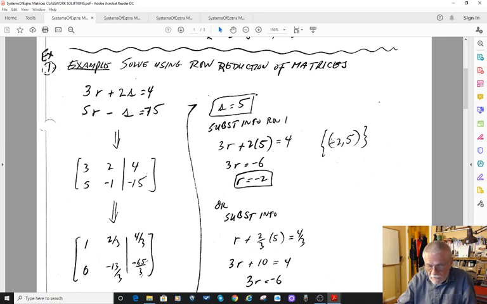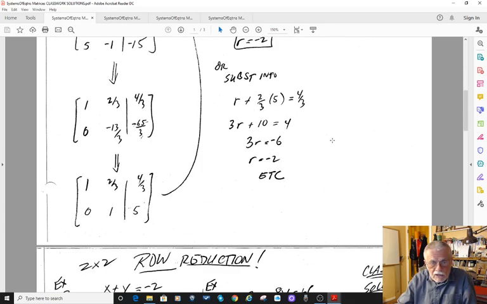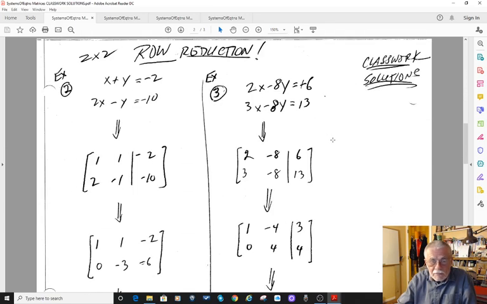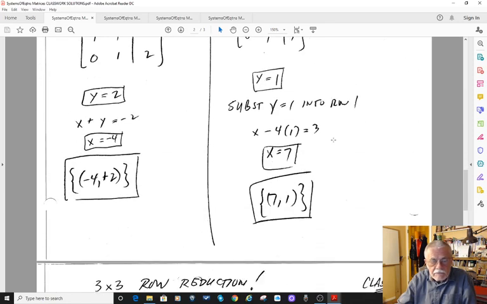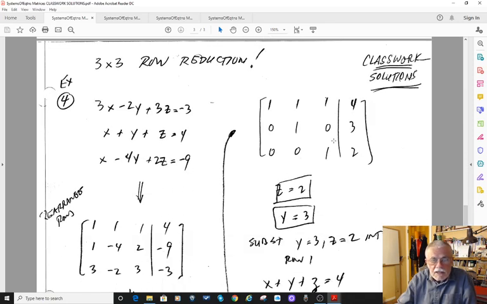Okay, all right, so let's go and look at the last one. That's the most complicated one. All right, so here is our system of equations back in the world of x, y, z. This becomes 3, negative 2, 3, negative 3. This becomes 1, 1, 1, 4, 1, negative 4, 2, negative 9.